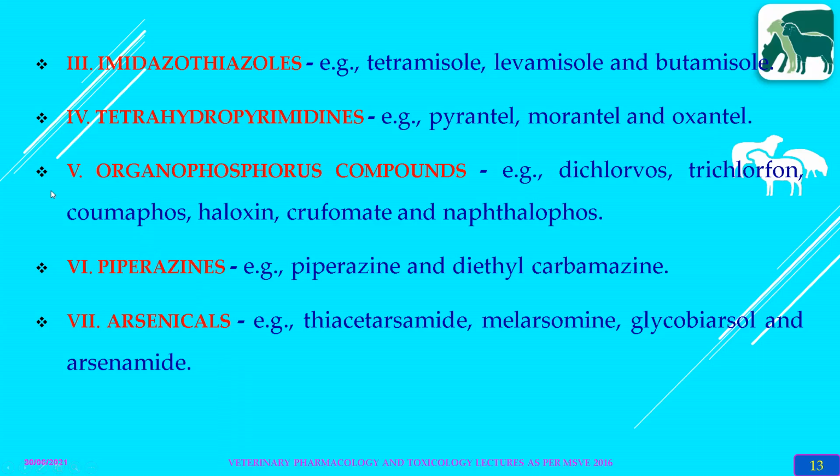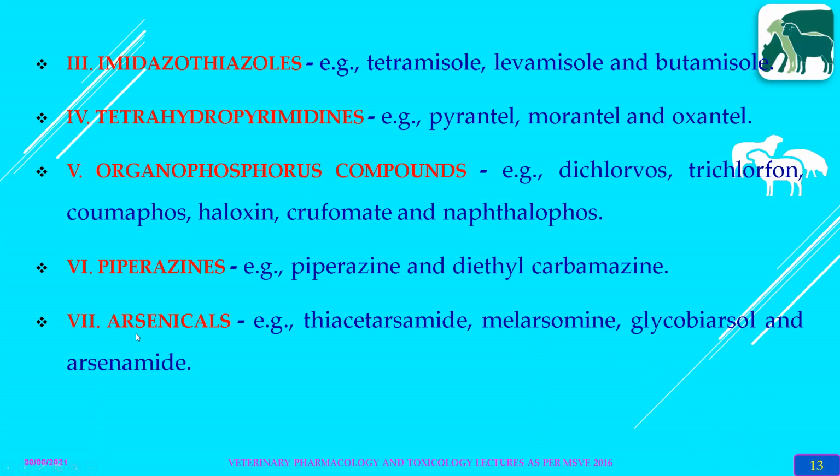Then the fifth category, which we dealt with yesterday, the OPC compounds. Examples are dichlorvos, trichlorfon, coumaphos, haloxon, crufomate, and naphthalophos. All these are organophosphate compounds. They were used once upon a time, but nowadays they are not so used as internal parasiticides. Of course, they are also not used as external parasiticides, except one or two. Whereas the piperazines, like piperazine and another important drug effective against heartworm, diethylcarbamazine, soluble as DEC, diethylcarbamazine citrate.